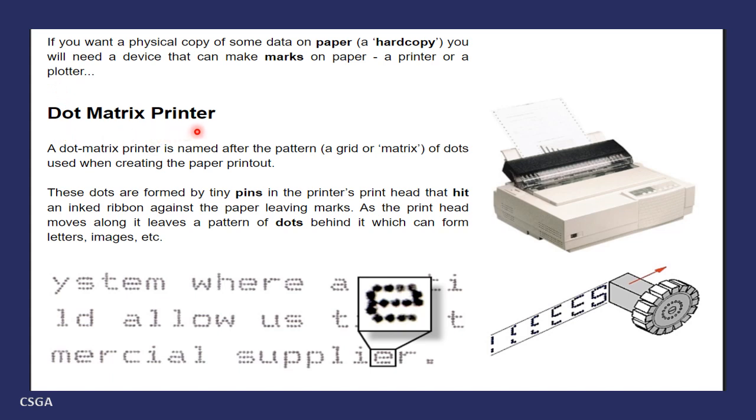Dot matrix printer. A dot matrix printer is named after the pattern, a grid or matrix, of dots used when creating the paper printout. These dots are formed by tiny pins in the printer's print head that hit an inked ribbon against the paper, leaving marks. As the print head moves along, it leaves a pattern of dots behind it which can form letters, images, etc.